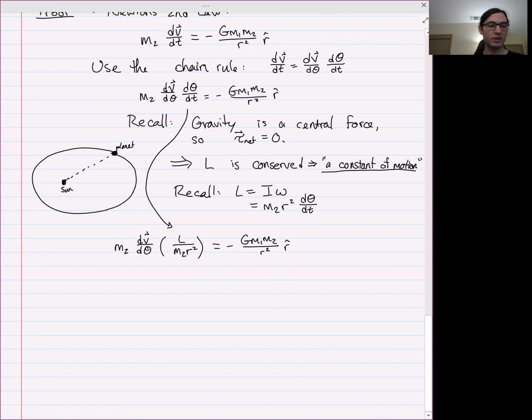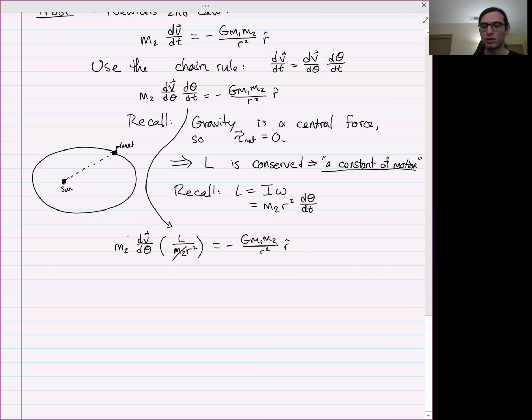They're both the distance from the sun to the planet. And so we can do some cancellations. M2 cancels M2. This r squared over here cancels this r squared over here. And so we're left with, after doing some more algebra, that dv d theta is equal to negative g m1 m2 divided by L r hat. And this number here, this is just a constant. L is a constant, the masses are constant, g is a constant, and that's it.